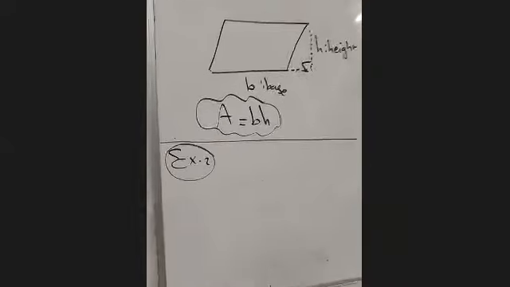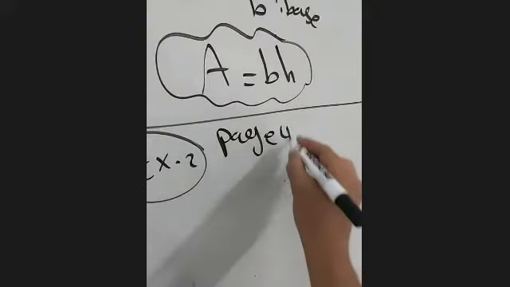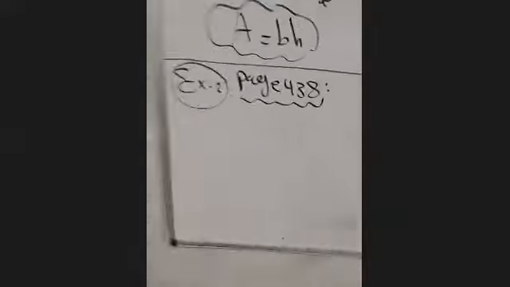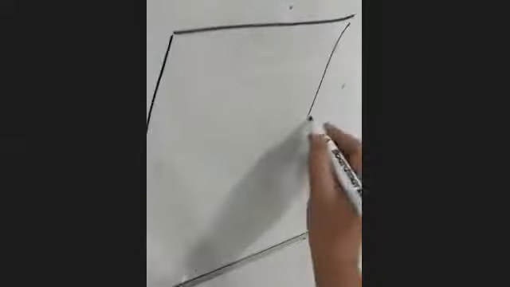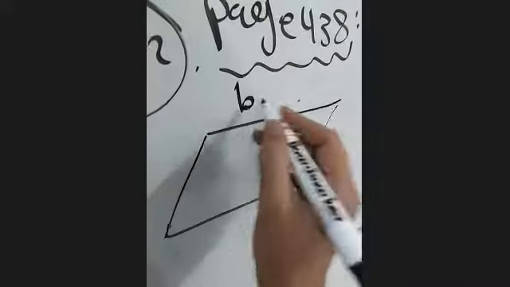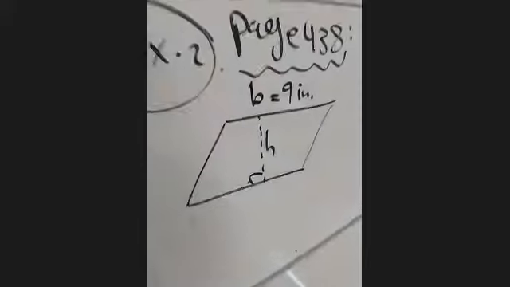Read example 2. Okay, guys, we are on example 2, page 438. Go there, please. Find the missing dimension of the parallelogram. Beside it, we have the parallelogram, right? So we have the height of the parallelogram unknown. The base is 9 inch, and the area is 45 inch.